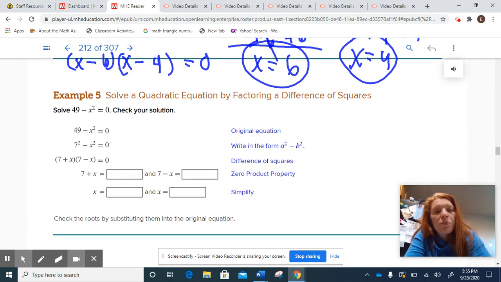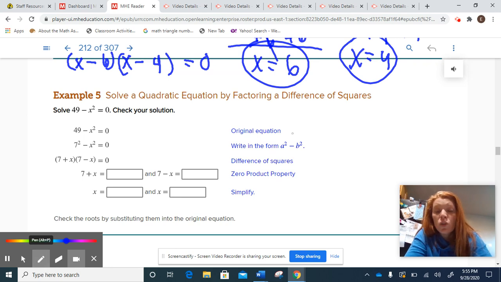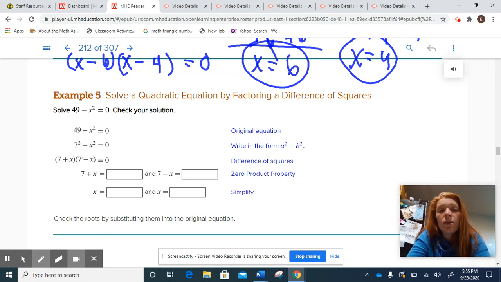Okay, example 5. There's two ways you can do example 5. In the way that they do it, you have a difference of squares. We have a minus, we have two pieces, they're both square rootable, so I can go ahead and square root the 49 to get 7 and 7, which they have there, square root the x squared, which makes x and x, so that's there, okay? We set them both equal to 0, and then we solve.